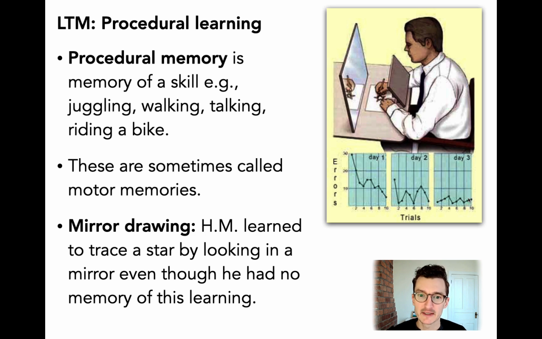In the same way that HM could learn how to do any new motor skill, in the same way that HM remembered how to walk and how to talk, he had this procedural memory. So here we see some evidence, right, that the brain distinguishes between procedural memories and declarative memories.